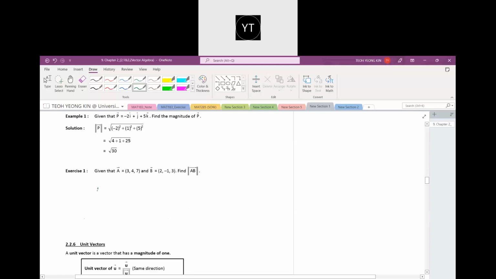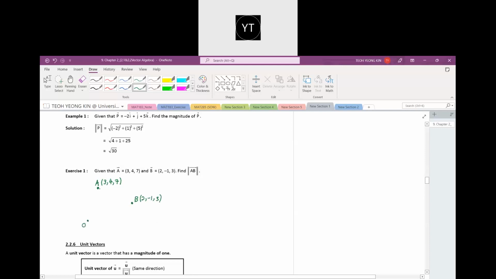The easiest way, let's say we have point A, 3, 4, and 7. This one is just a sketch for this coordinate. Saya sketch saja, tak tepat dia. Actually, this one is 3D, in 3 dimensions. If I want to find A to B, let's say we have a point O here.